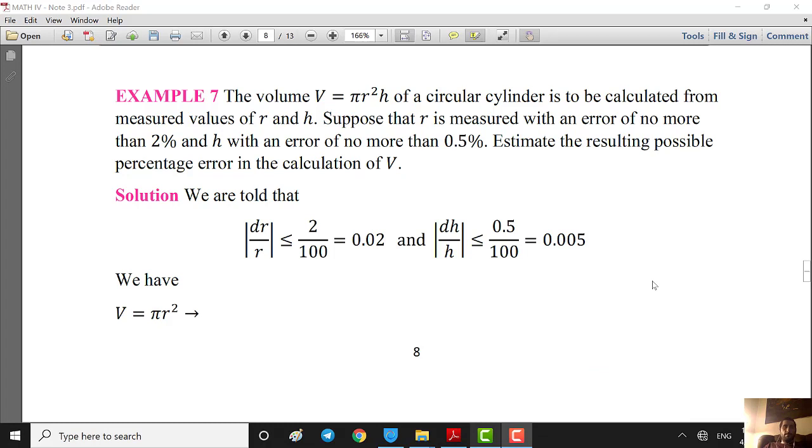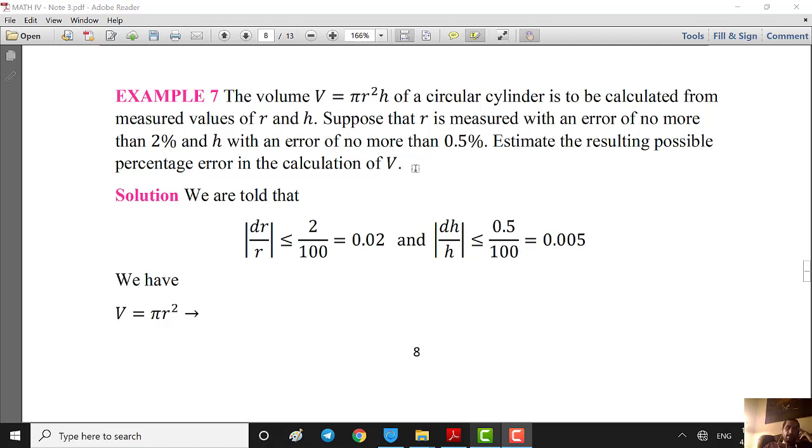So, example 7 says that the volume V equal to pi R^2 H of a circular cylinder is to be calculated from measured values of R and H. And suppose that R is measured with an error of no more than 2% and H with an error of no more than 0.5%. Estimate the resulting possible percentage error in the calculation of V.